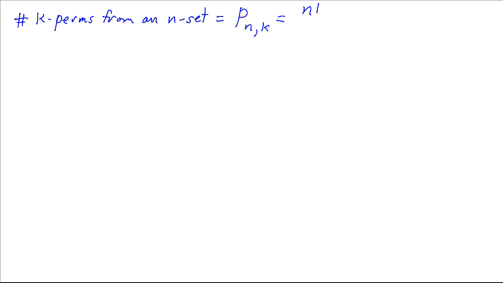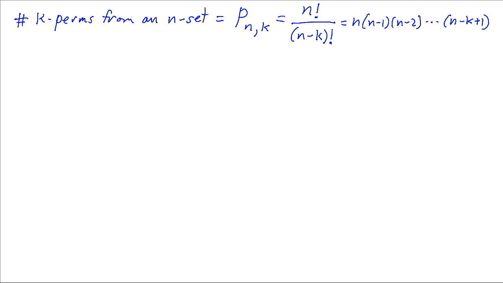or let me call them k permutations, and by using the word permutation that means we don't have repeats. The number of k permutations from an n set is equal to P(n,k), and we've shown that this is n factorial divided by n minus k factorial, and it's also equal to n times n minus 1 times n minus 2 all the way down to n minus k plus 1.